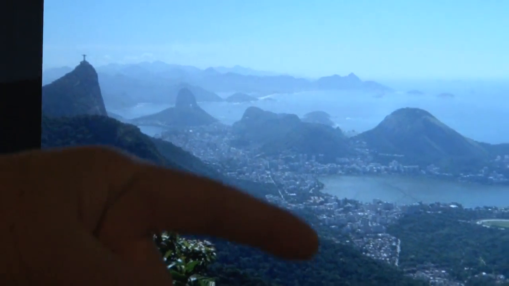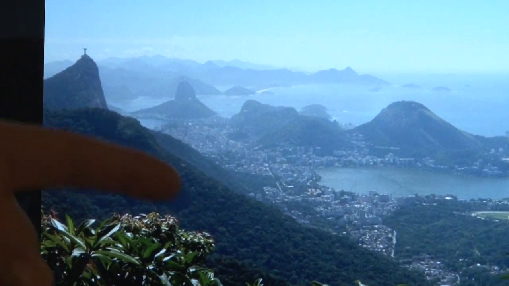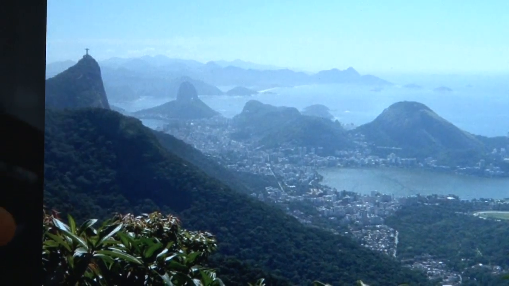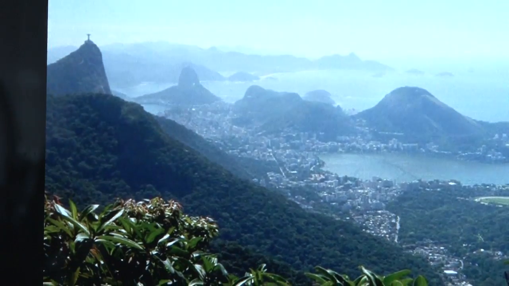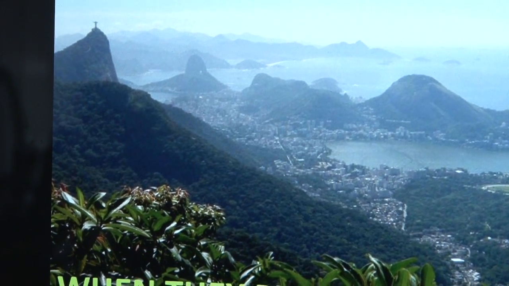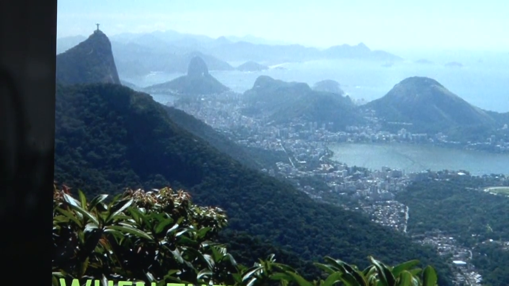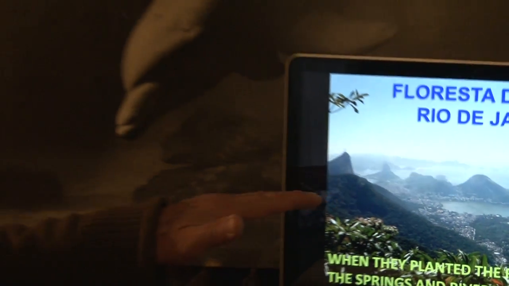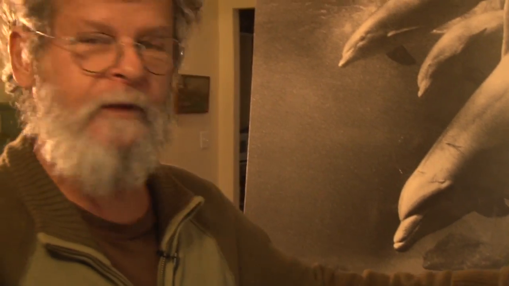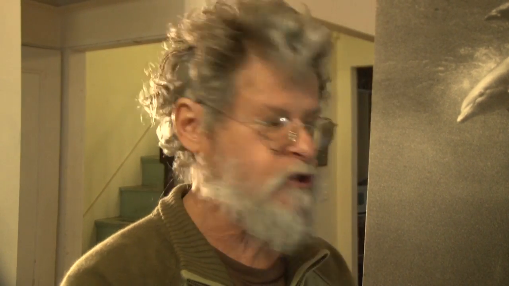They spent their entire careers, 20 or 30 years, climbing and transplanting trees until they'd planted this huge forest above Rio de Janeiro, the Floresta da Tijuca. And when they planted the forest back, the springs came back, the rivers came back, and that's still a major source of water for Rio de Janeiro. So it works. When we restore the habitat, we restore the ecosystem function, we restore the water supply.